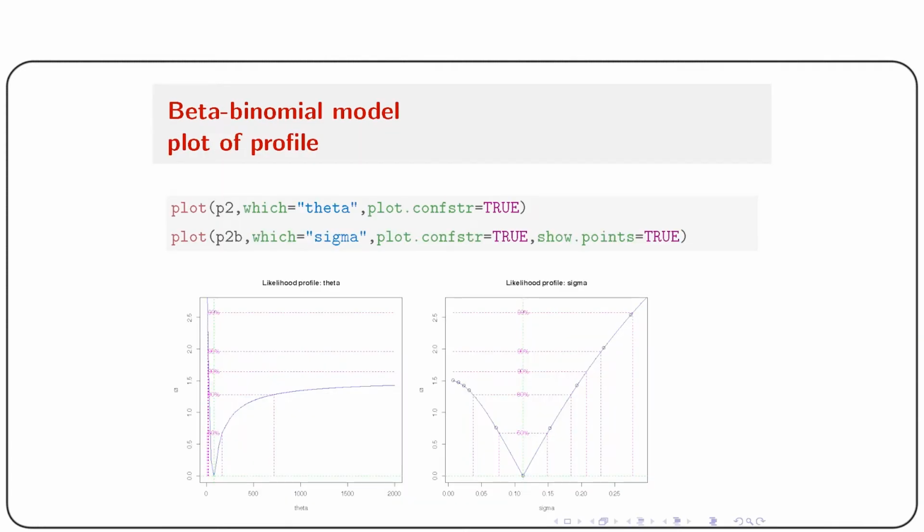The beta binomial plot of the profile function can be used. Plot P2 with which theta, plot dot conf str is true, and then plot P2b with which theta, so theta would be plotted against sigma, with plot conf str true and show points equals true. So points would also be displayed in the second plot. So that is the plot of the profile.